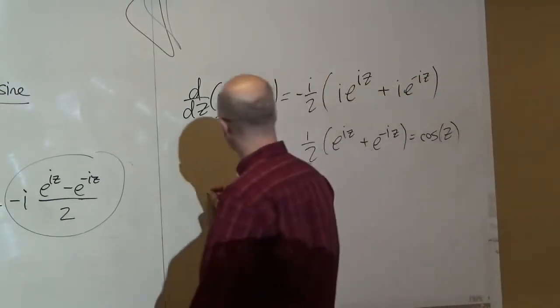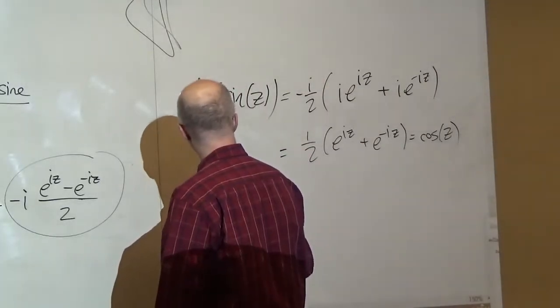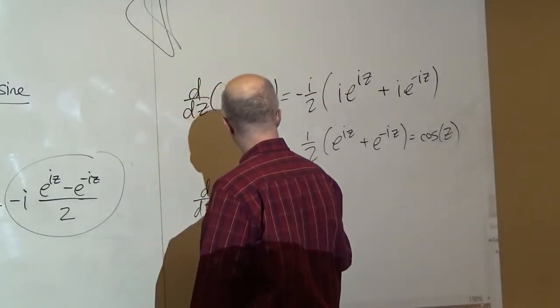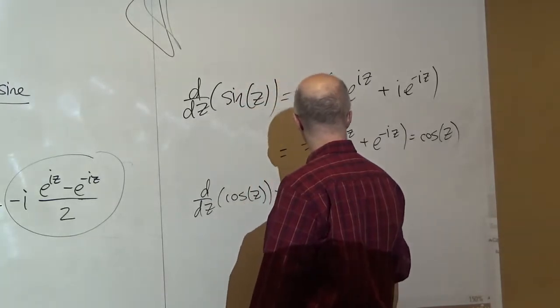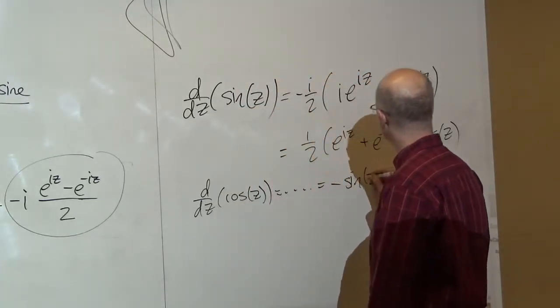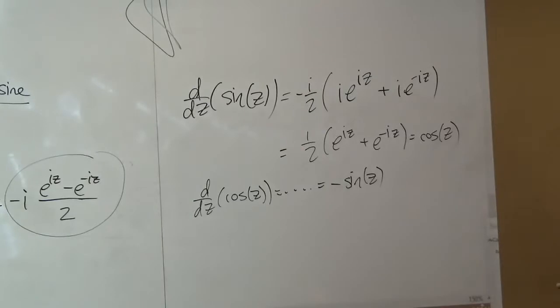Likewise, and you can check this on your own, the derivative of cosine of z, I'll let you check it in a similar way, is negative sine z. That's true. What about cos squared plus sine squared? Does that always equal 1 in the complex case? Let's see what happens.